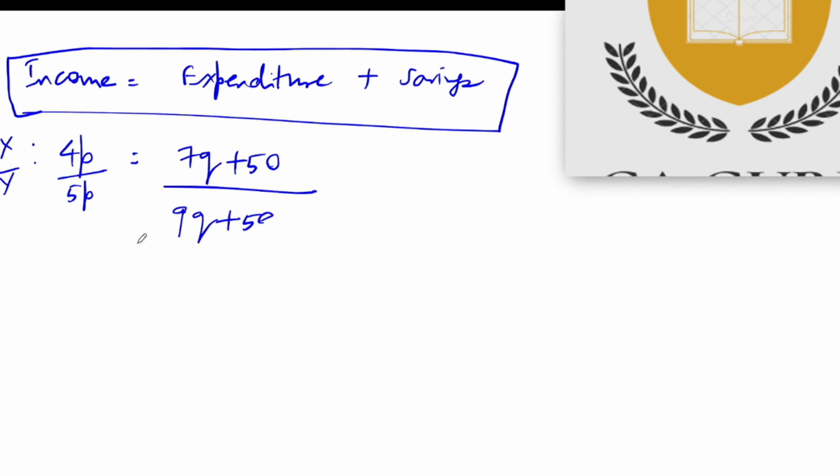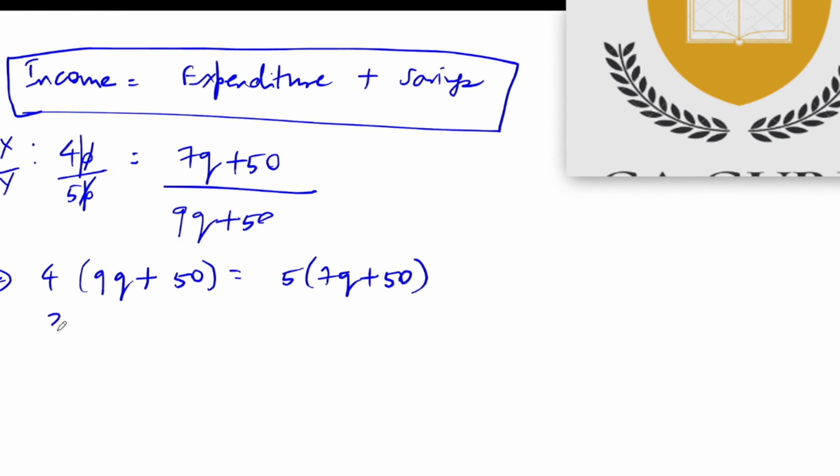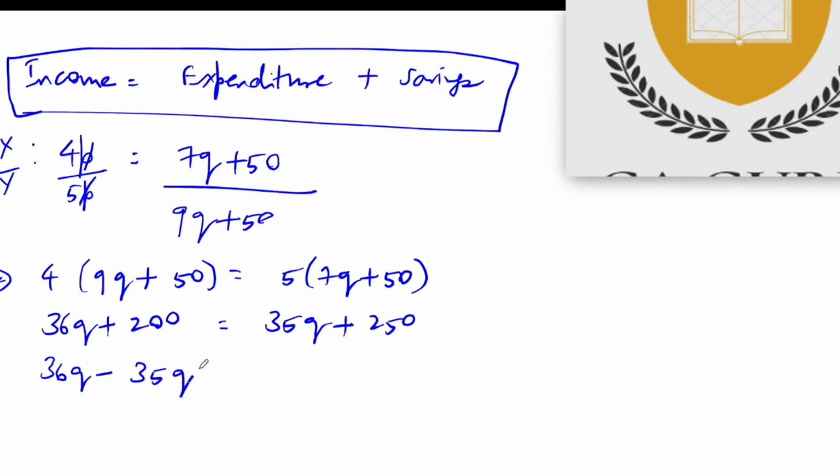This is the relationship. 4 into (9Q plus 50) is equal to 5 into (7Q plus 50). 36Q plus 200 is equal to 35Q plus 250. Bring the variables to the left hand side. 36Q minus 35Q is equal to 250 minus 200. Q is equal to 50.